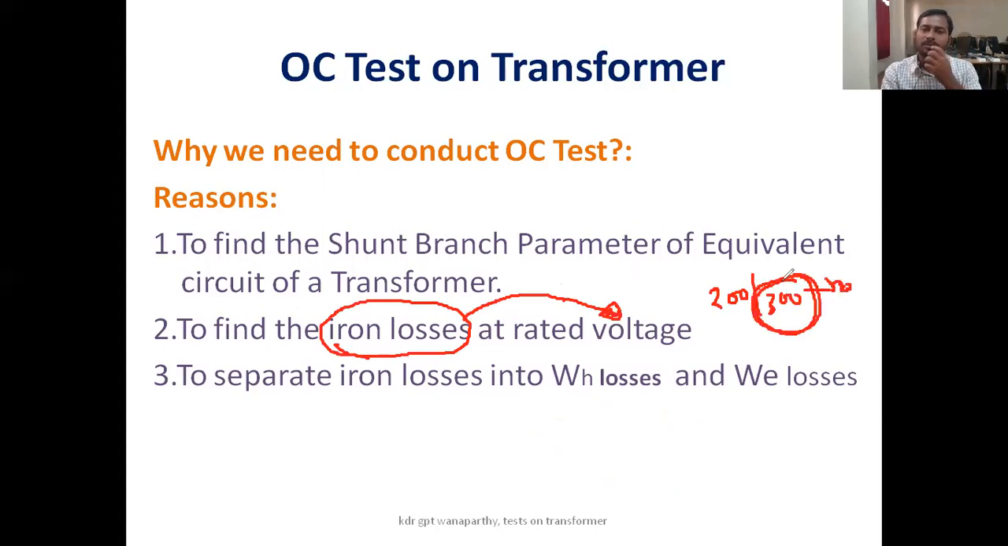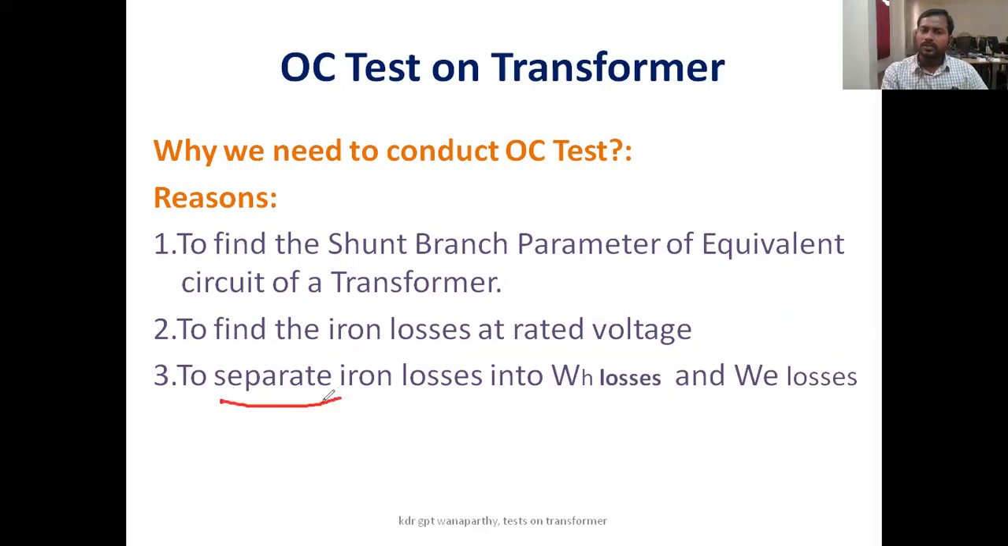This rated voltage must be applied to the transformer at no load so that we can find the total iron losses, the maximum iron losses. For example, if you find the iron losses at 200 volts, the losses will be according to 200 volts only. So we get much lower iron losses when compared to the 300 volts of the transformer.